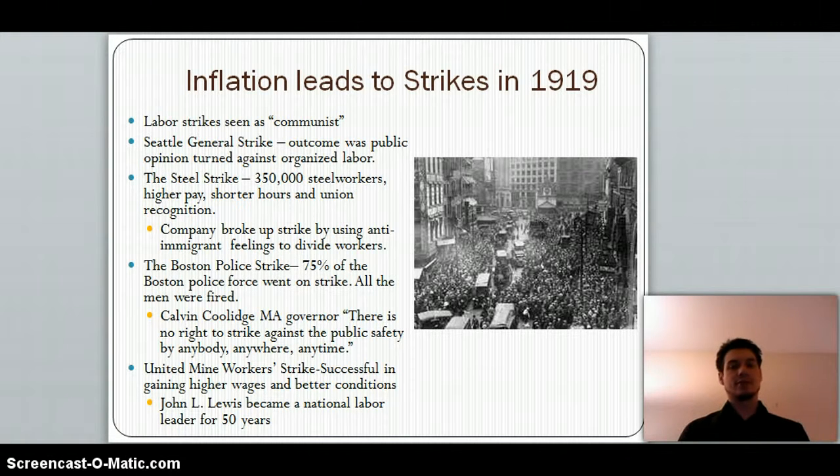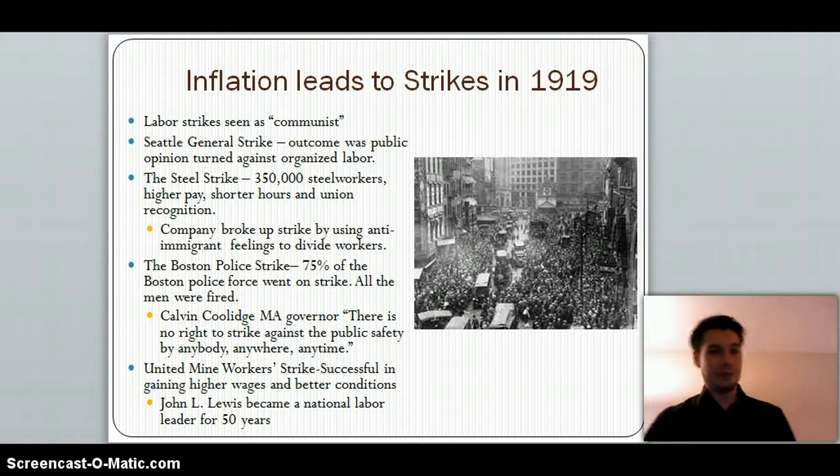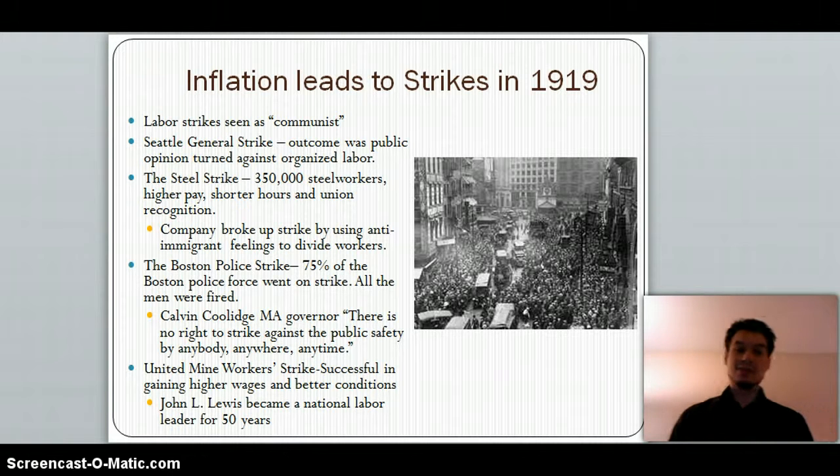So the United Mine Workers strike is successful though. Again, they gain higher wages and better conditions. And it's led by John L. Lewis, and this guy literally becomes a national labor leader for the next 50 years. He's incredibly famous when it comes to these unions. And just to go real quick back to the Boston police strike, Cool Cal had to literally send in the militia in order to keep order in Boston.